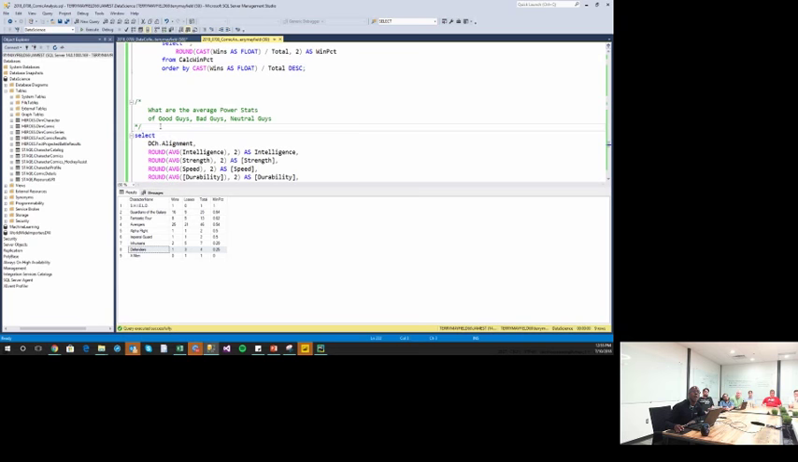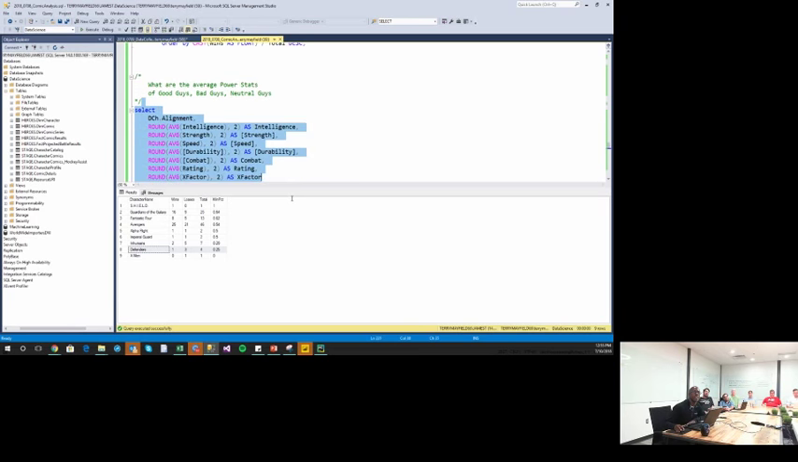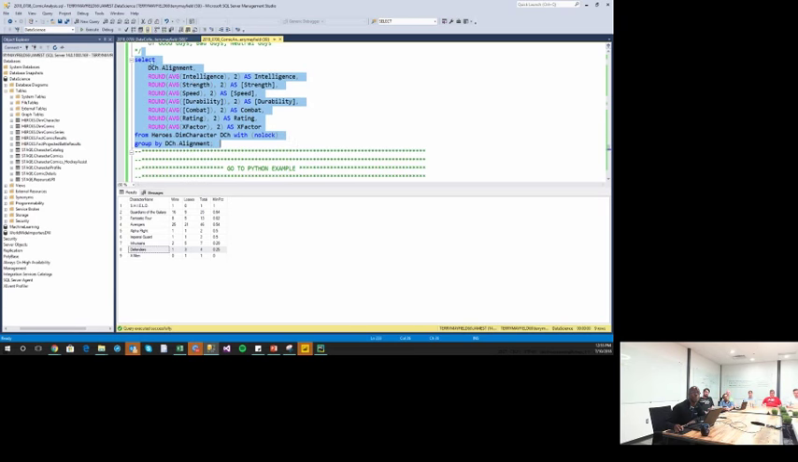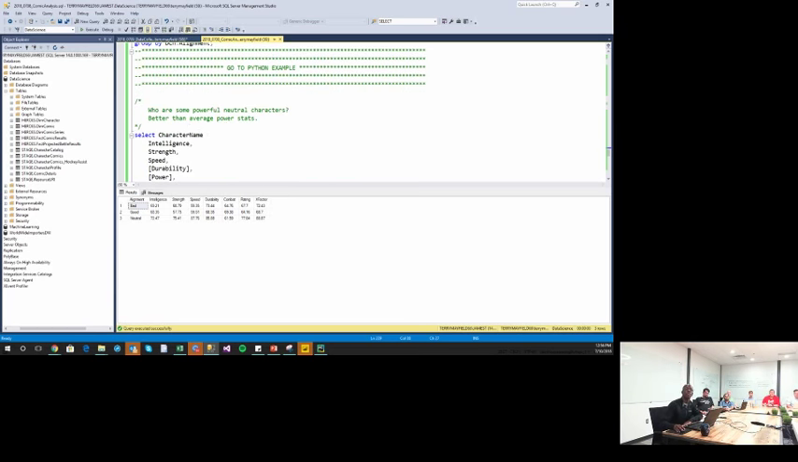And I found this interesting. According to all the different sites I looked at, what are the average power stats of the good guys, the bad guys, and the neutral guys? Is there anything that stands out here? Bad guys. No. Oh no. The most powerful people in the Marvel Universe are the neutral characters. So, we'll get back to that in a minute.